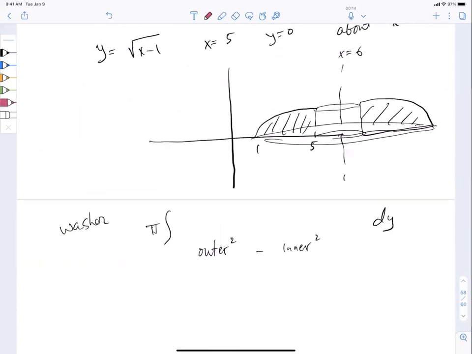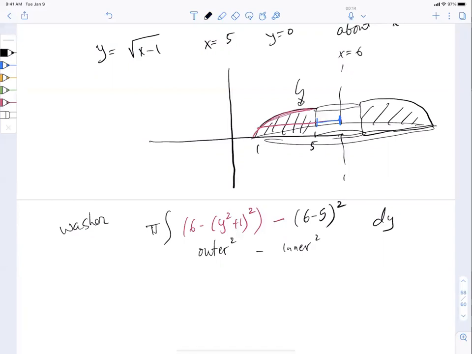Outer radius is this. Again, remember, you always go with your original graph and not the graph that you get from rotation. So the outer radius is going to be 6 minus the function. So it is 6 minus (y squared plus 1), squared. Remember, I have to write it in terms of the variable y. Inner radius is just this, which is 6 minus 5, squared, which is 1 squared.